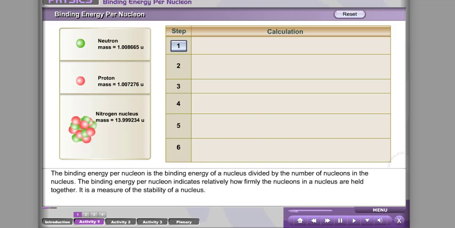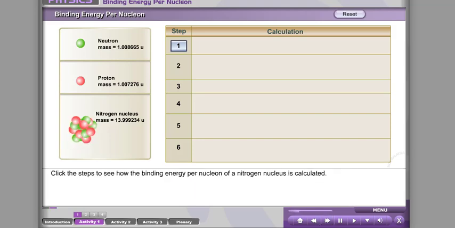The binding energy per nucleon is the binding energy of a nucleus divided by the number of nucleons in the nucleus. The binding energy per nucleon indicates relatively how firmly the nucleons in the nucleus are held together. It is a measure of the stability of a nucleus. Click the steps to see how the binding energy per nucleon of a nitrogen nucleus is calculated.